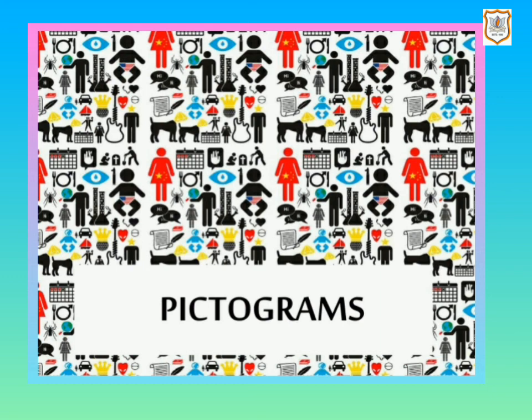So if the production of mango is 1 lakh, you can draw 2 mangoes that represent 1 lakh. If the production is 1,50,000, you can draw 3 mango pictures that represent 1,50,000. This way you have to draw the pictograms and solve sum number 9 from your textbook and even sum number 10 from your textbook.